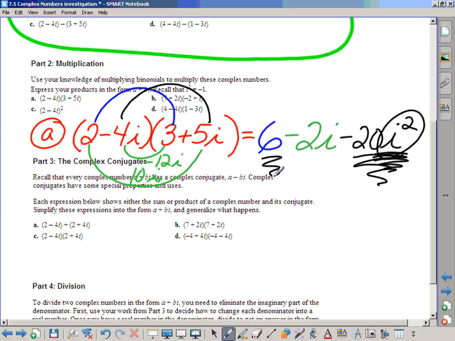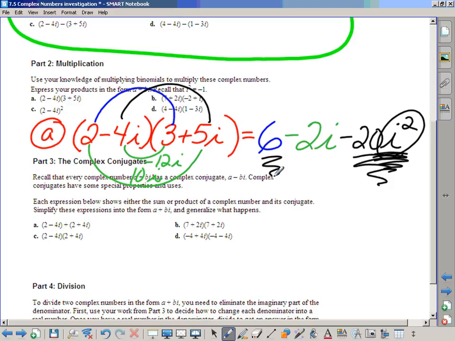Hint, anytime i squared is involved, that's going to become part of the real portion of the solution here. So negative 20 i squared should not be part of your final answer to part 2, letter A. You shouldn't have any squareds involved in B, C, or D when you're multiplying.